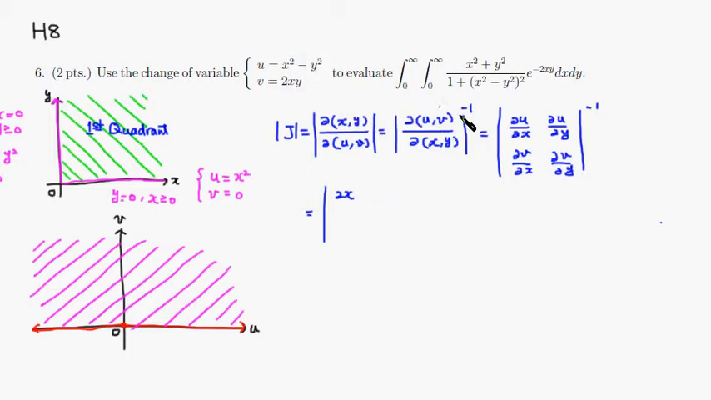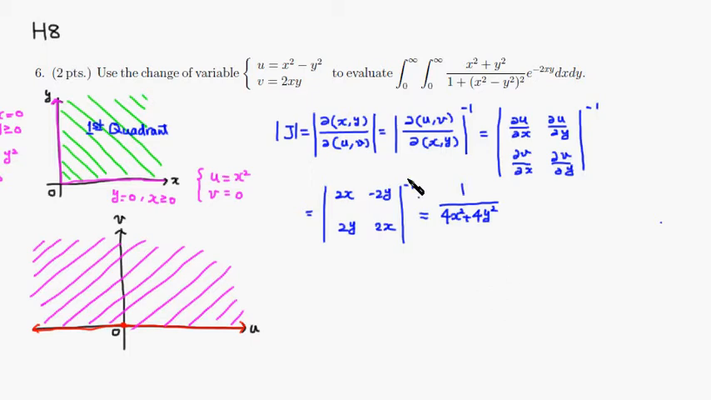The partial of u with respect to y would be negative 2y. The partial of v with respect to x is 2y, and the partial of v with respect to y would be 2x. We still need to take the reciprocal. So the determinant would be 4x squared plus 4y squared, and with the reciprocal, I'm going to just say 1 over that.